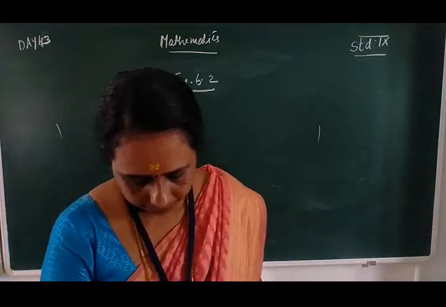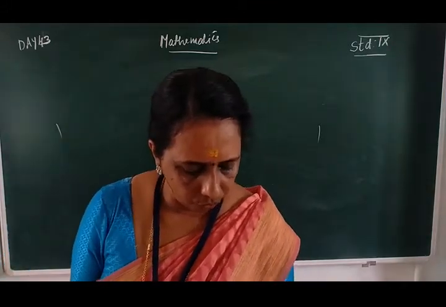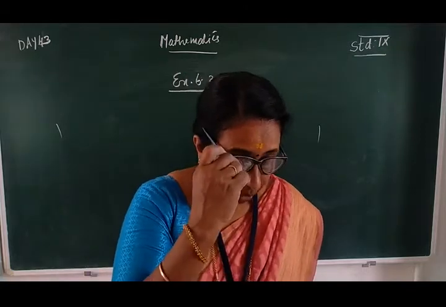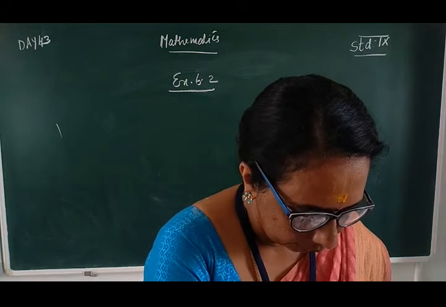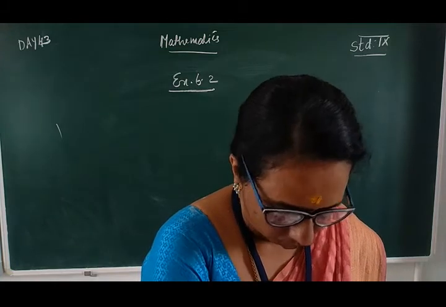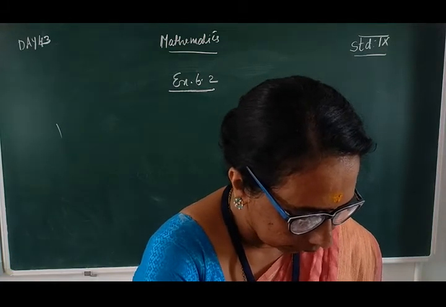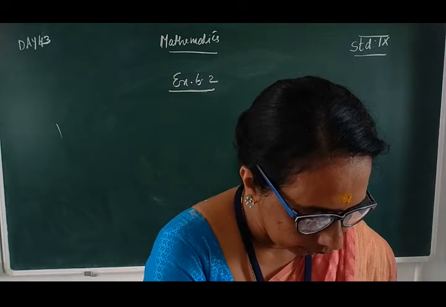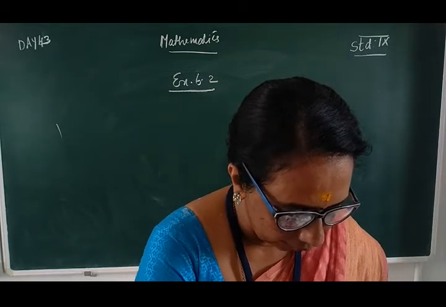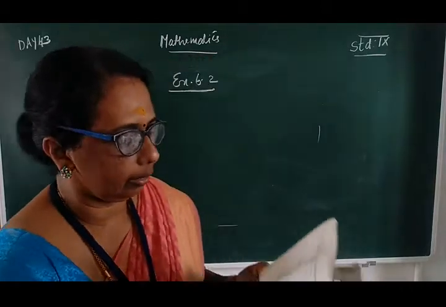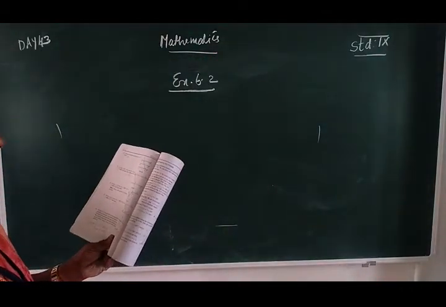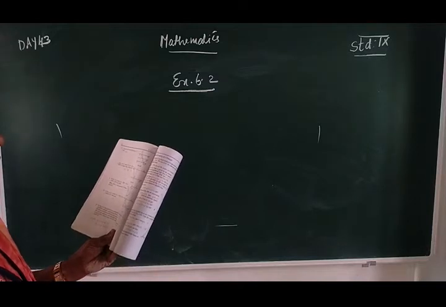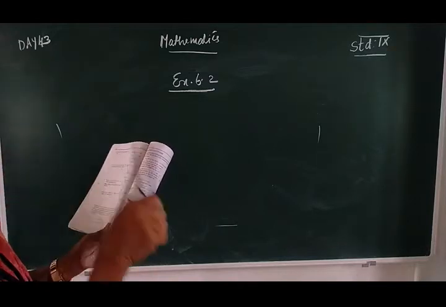The next problem is problem number 4. In the given figure, PQ is parallel to ST, angle PQR is equal to 110 degrees and angle RST is equal to 130 degrees. Find angle QRS. The figure is given and one hint is given: draw a line parallel to ST through point R.